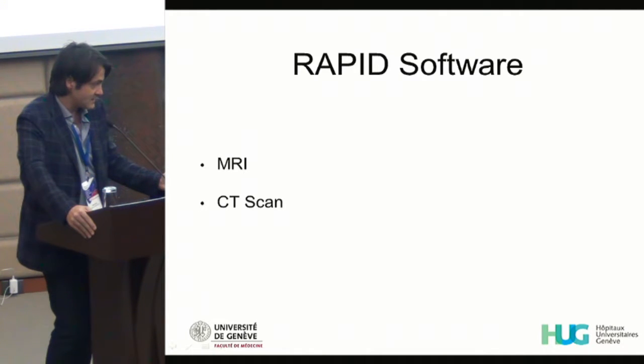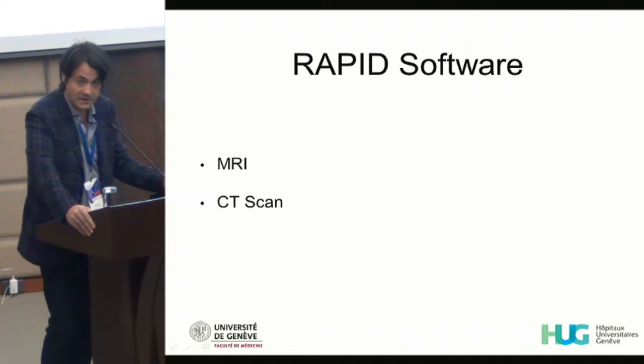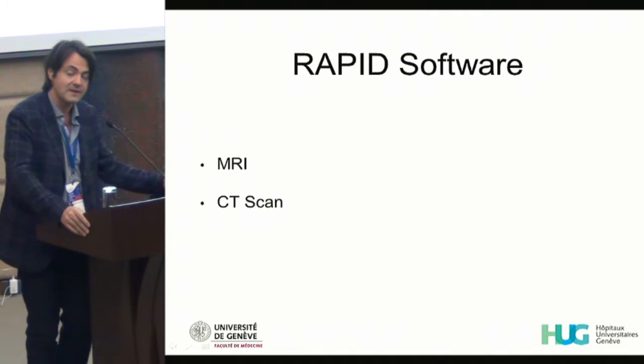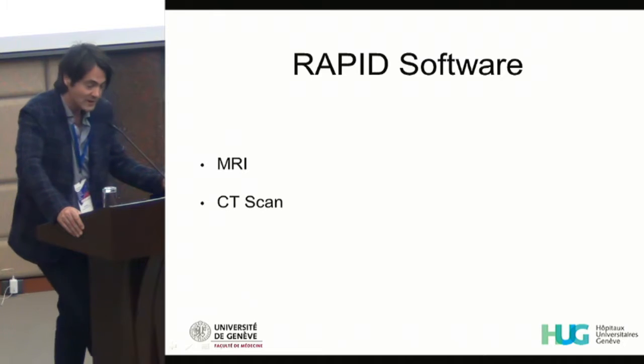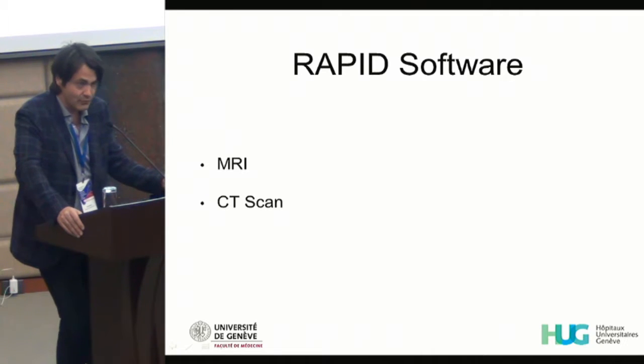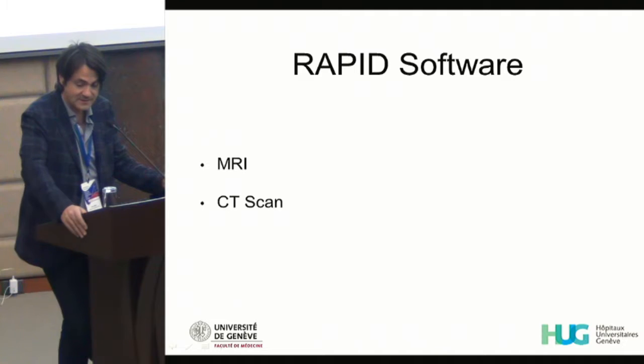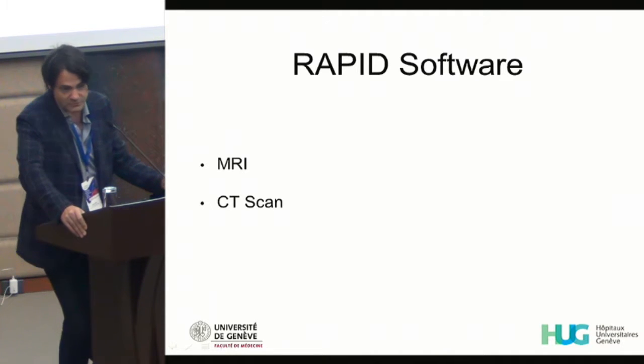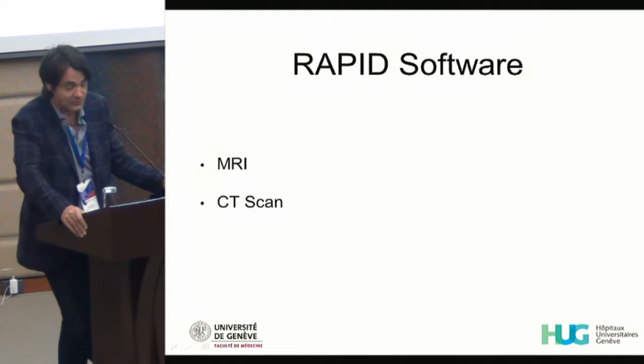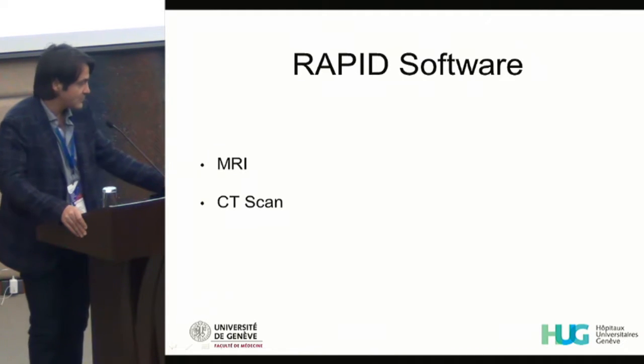So this is the famous RAPID software. I say famous because it's the software used for 2 of the 5 trials that demonstrated the benefit of mechanical thrombectomy, and recently by the other 2 trials demonstrating the benefit of thrombectomy up to 24 hours after stroke onset.